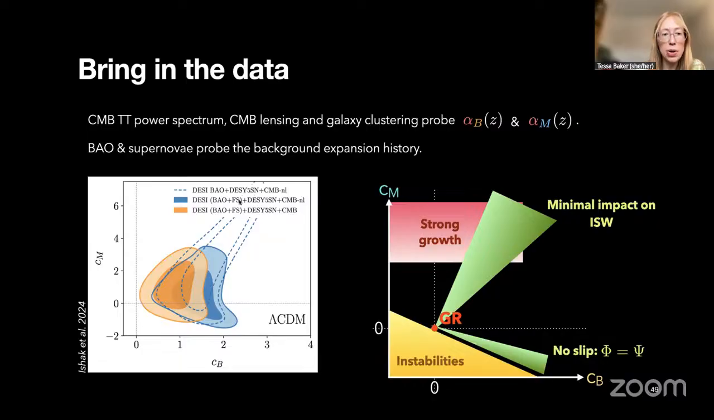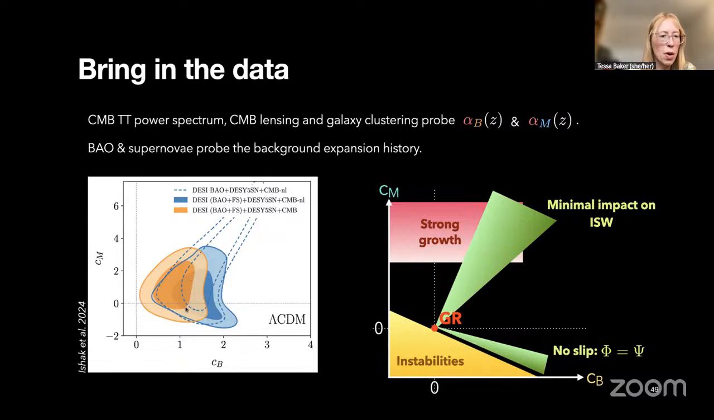Then in the blue curve where it says plus FS, that means plus full shape. So that's bringing in galaxy clustering data from DESI. And you can see that kind of cuts off the top of that dashed curve. And that's doing exactly what we said it would in terms of that growth constraint, right? You're disfavoring large values of CM. And then in the orange, it brings in lensing of the CMB finally, and that produces a mild shift in these contours, nothing too substantial.